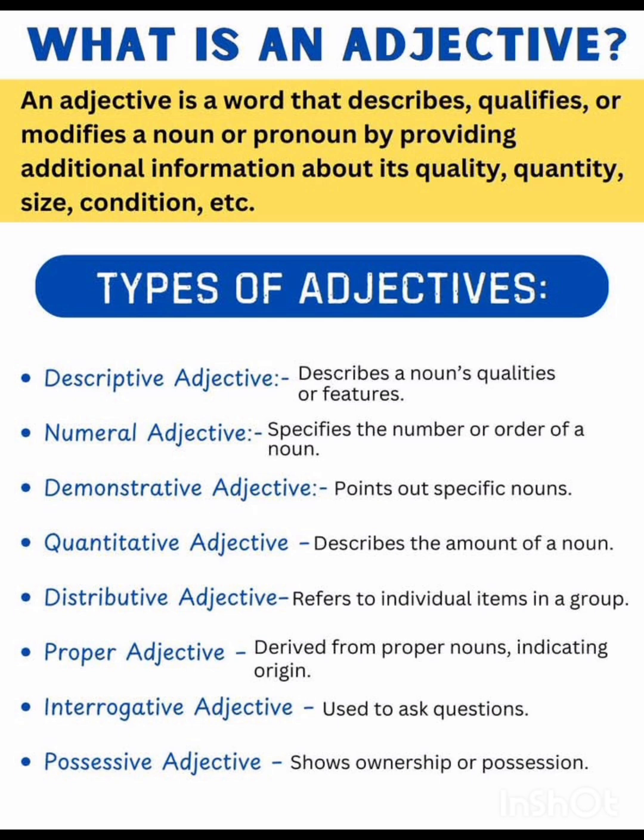So primarily, we have various types of adjectives. The first is the descriptive adjective, which talks about a noun's qualities and features. The second is the numeral adjective, which specifies the number or the order of a noun. Demonstrative adjective talks about a specific noun, or a particular specific position.